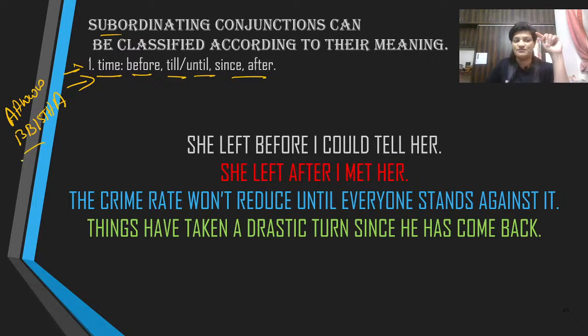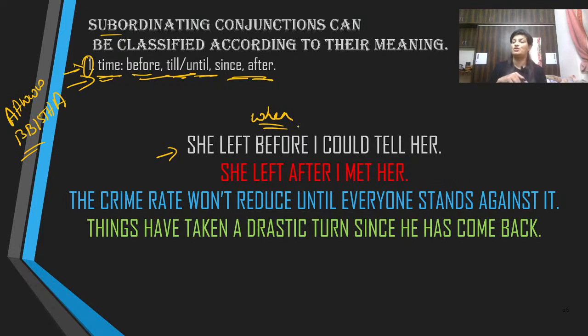Adverbs are further classified into time conjunctions. Number 1: before, till, until, since, and after. When I say time conjunctions, what I'm trying to say is, she left when? When did she leave? Before I could tell her. Time shows exactly when the action has happened. Before I could tell her, she left.